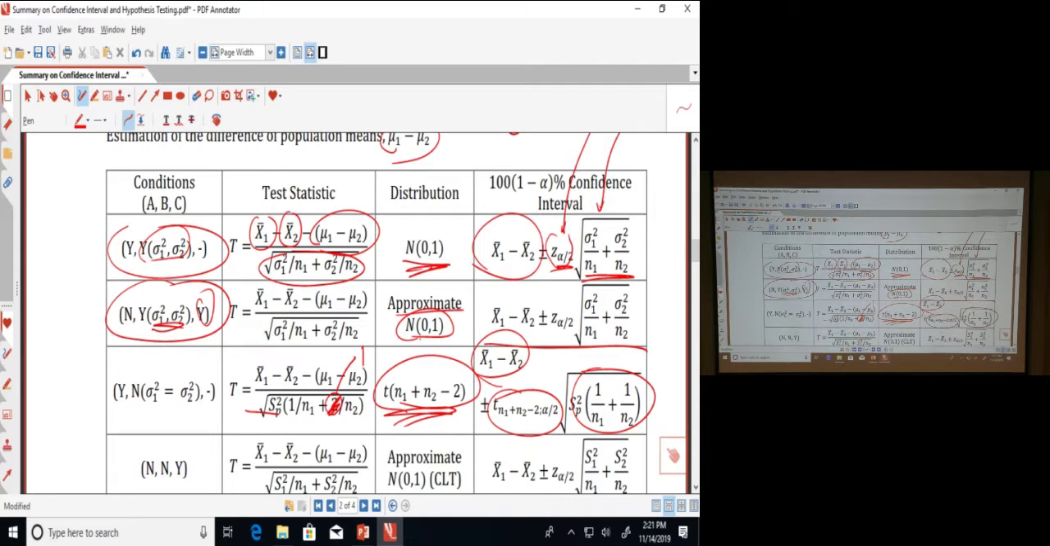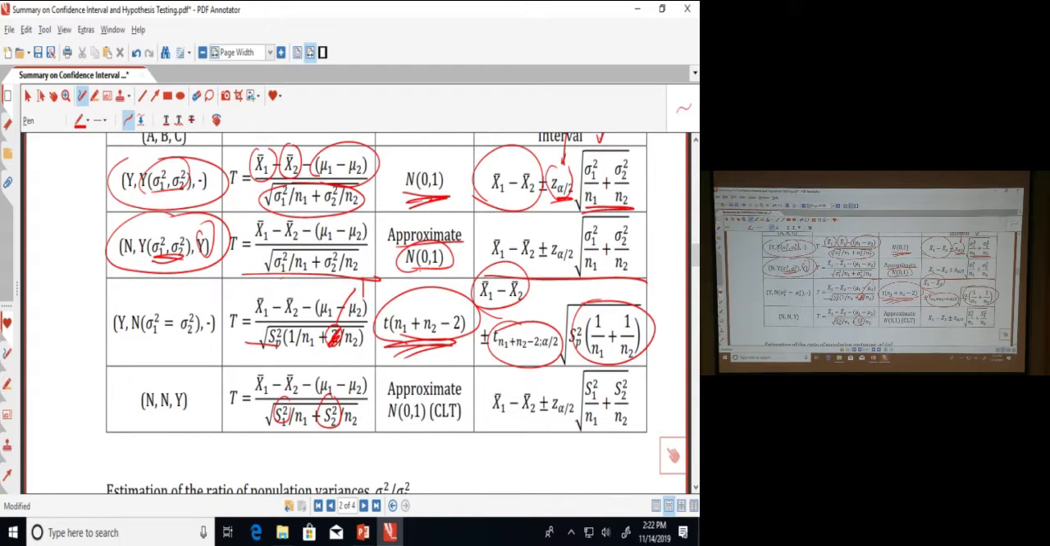No normal distribution, no information about sigma1, sigma2. The only thing that you need is big sample sizes. n1 and n2 are big. All right? Then what is the test statistic? It's similar to the one that we have here, except that I replace sigma1 square and sigma2 square by S1 square and S2 square. And what is the distribution? Because of the big sample sizes, I have the standard normal. So you can see this is very similar to this one, except that I replace the sigma by the sample variance.